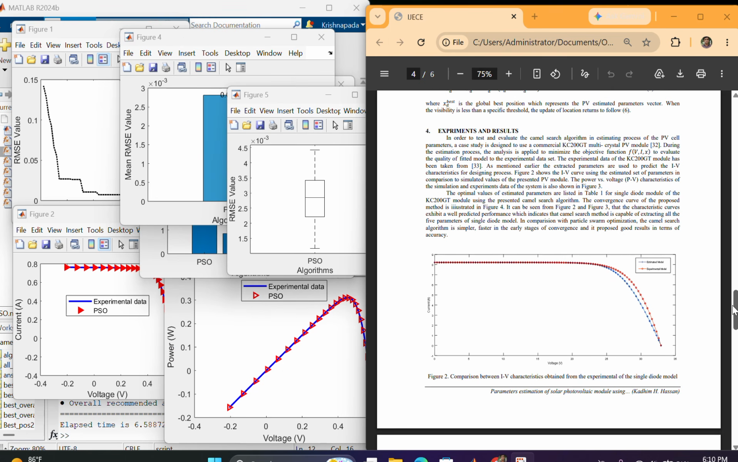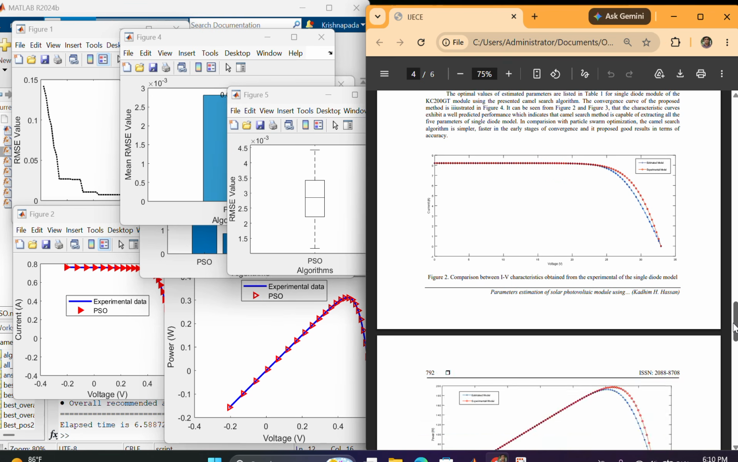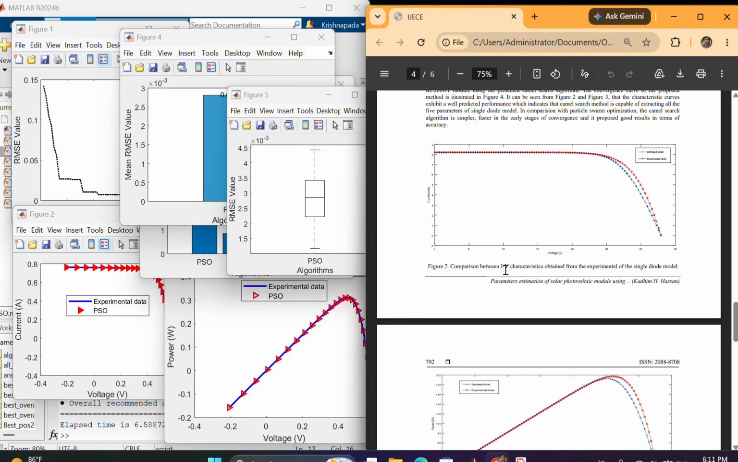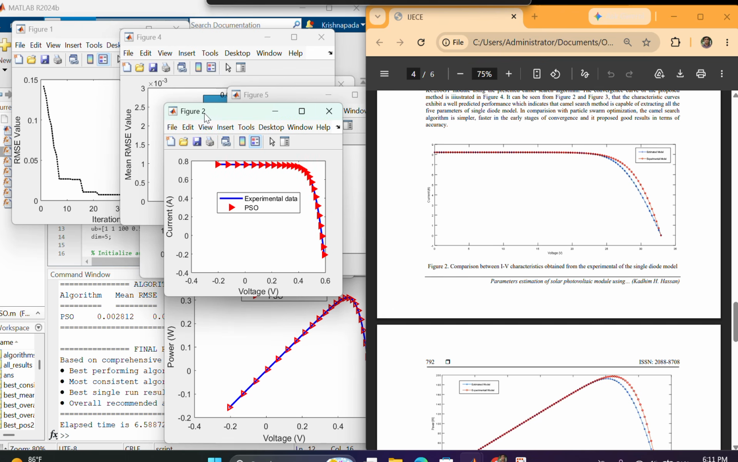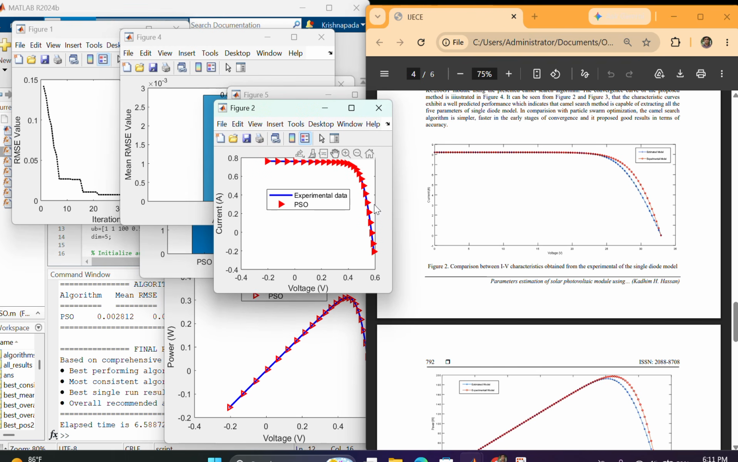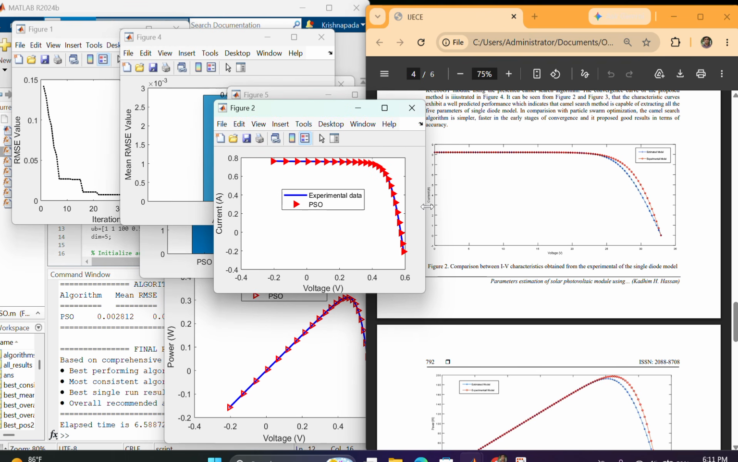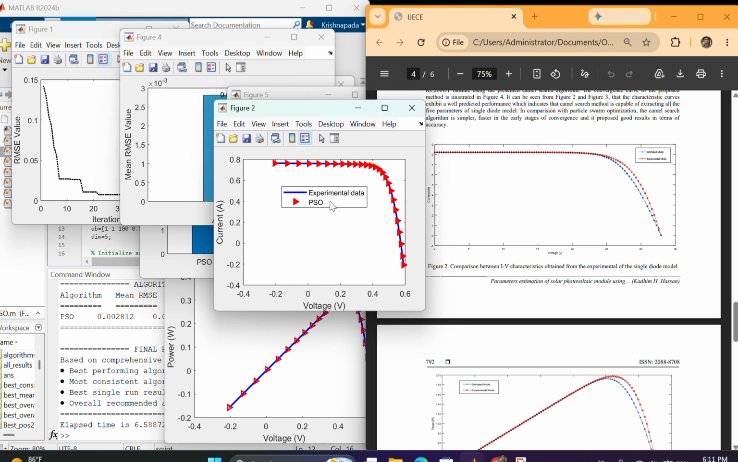Now I will try to match this manuscript. First is the IV characteristics curve for the single diode model. For this figure, experimental data and PSO algorithm extraction achieve highly accurate fitting with significantly reduced RMSE value.